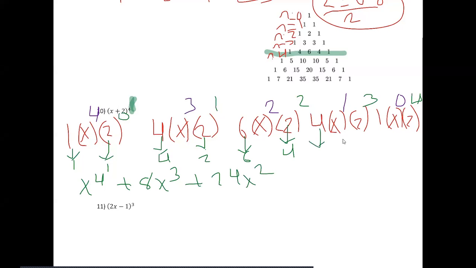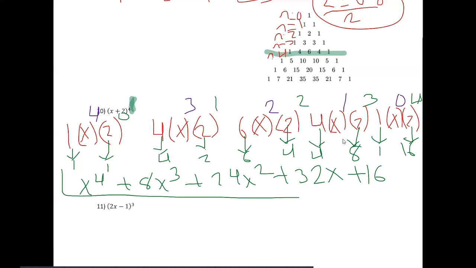For our next part, we got a 4. 2 to the third power is 8, so 4 times 8 is 32. The variable part would just be an x. This one, you have a 1. 2 to the fourth power, that's 2 times 2 is 4, times 2 is 8, times 2 is 16. And your x to the 0 part basically goes away. So that would be your final answer.